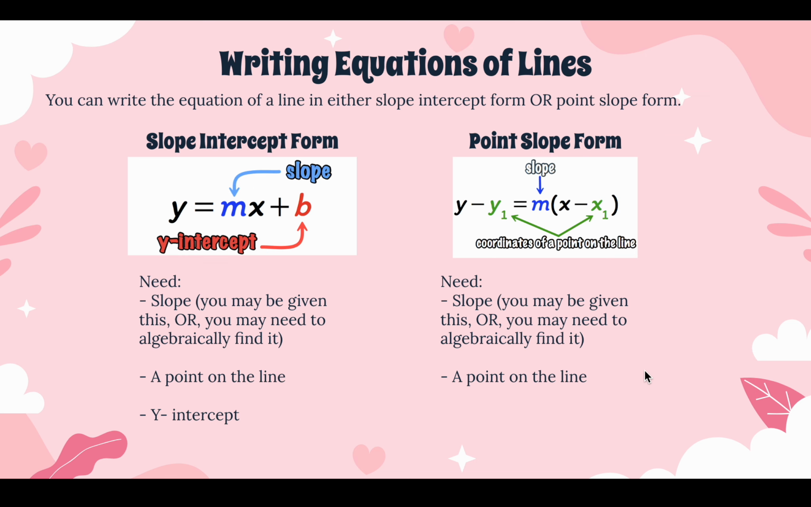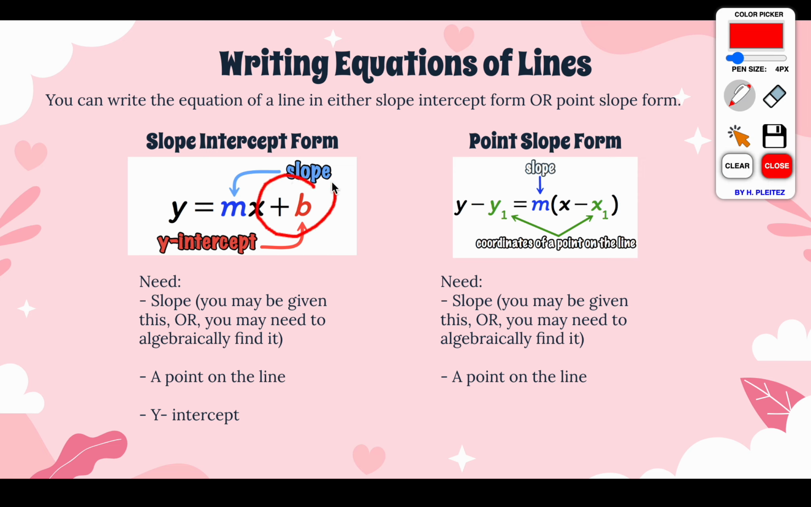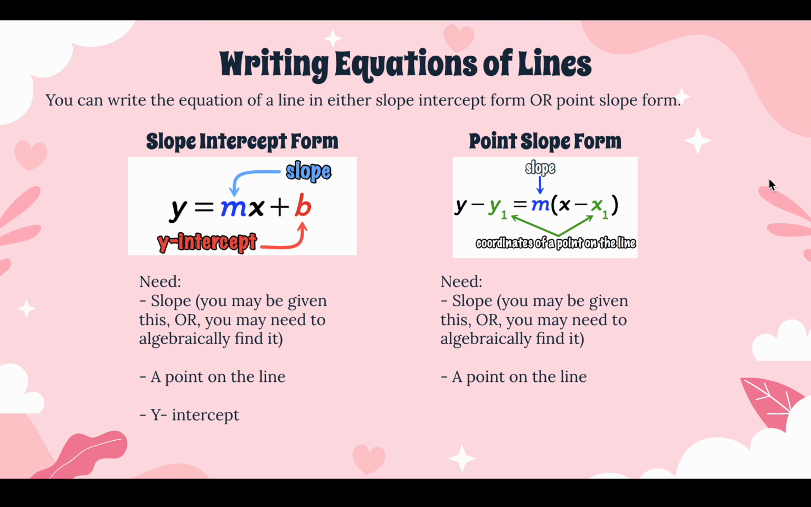Now, we're going to go into writing equations of lines. So you're going to be writing equations in both of these forms. So you need to know the information that you need in order to write that equation. For both of them, you need the slope and you need a point on the line. But for slope-intercept form, we have this variable b here, which is our y-intercept, that we need. So slope-intercept form sometimes takes an extra step.